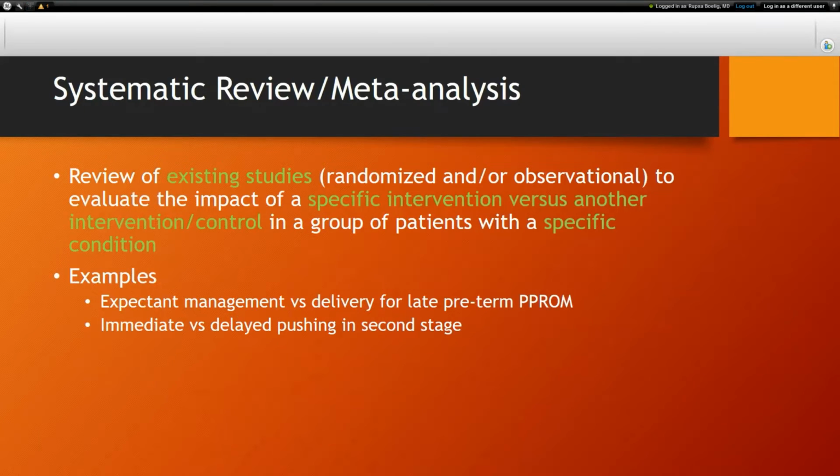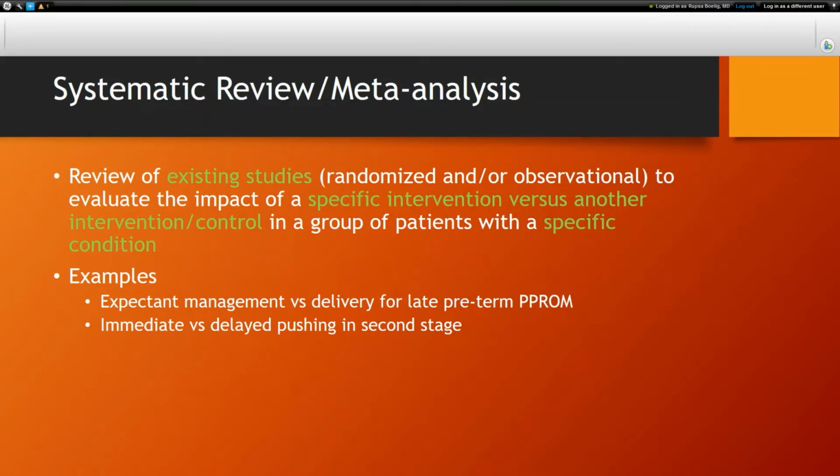Systematic review and meta-analysis. So this is a review of existing studies, which can be randomized or observational. If you're just doing a systematic review, it's not necessary. Often that's looking at outcomes related to a specific condition, plus or minus a specific intervention. If you're doing a meta-analysis, often you're comparing one intervention versus another intervention or control in a group of patients with a specific condition. So similar kind of setup to what a randomized trial is, having intervention versus non-intervention and looking at outcomes.